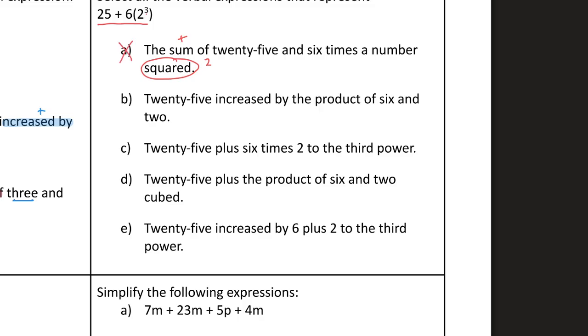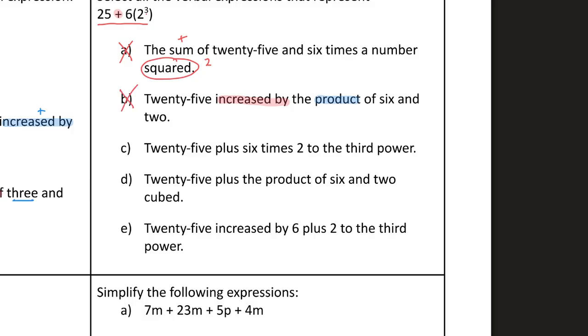All right, the next one, I have 25 increased by, so I have the words increased by, which means addition. The product means multiplication of 6 and 2. So this is close, however, remember that 2 has this exponent here. So it's not 2, it's 2 to the third power, or 2 cubed. So this is going to be incorrect as well.